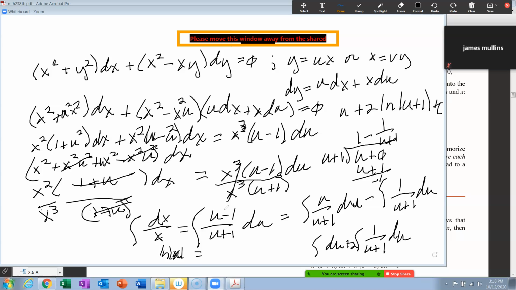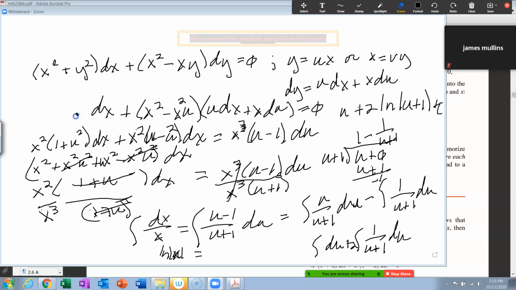Okay. What they're going to do now, and I'm running rapidly out of room, so I'm going to start erasing some stuff so I can clear some room here. I don't think we need this anymore.